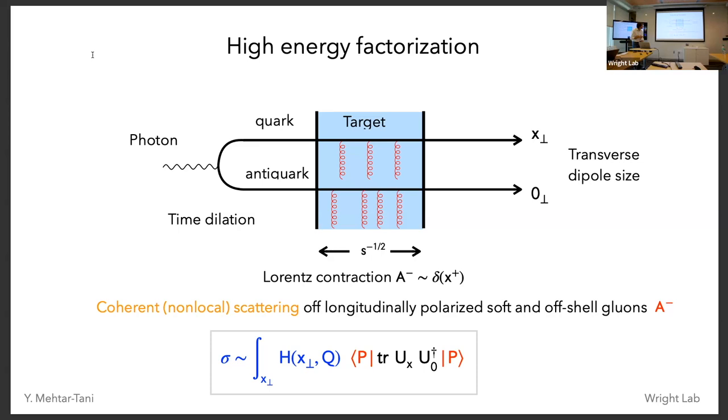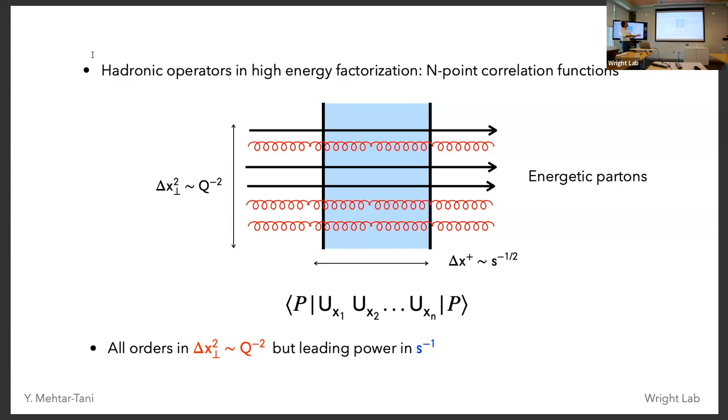But of course, if you have higher order fluctuations, say radiate gluons, the photon switches into q qbar plus a gluon, and so on and so forth, then you will have an arbitrary number of high energy partons that would cross the target, and then a general operator would be an n-point correlation of Wilson lines. As opposed to the standard QCD factorization, this resums all orders in the dipole size, the transverse distance, which translates into all orders in the power of one over the resolution, but it's leading power in the energy. So it's a different thing from QCD factorization.